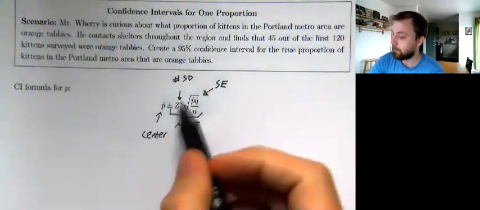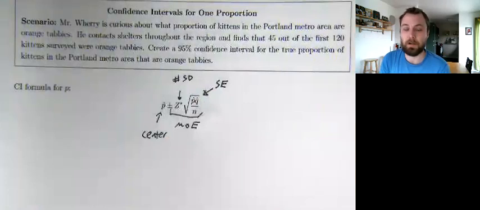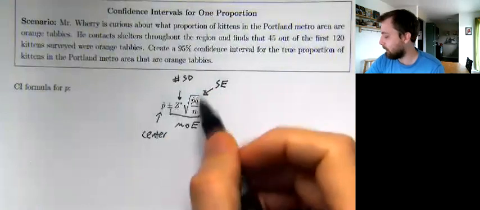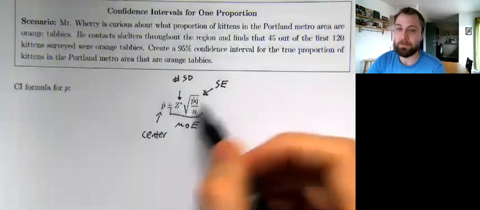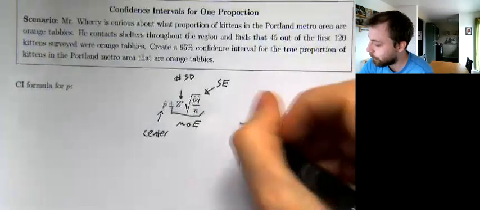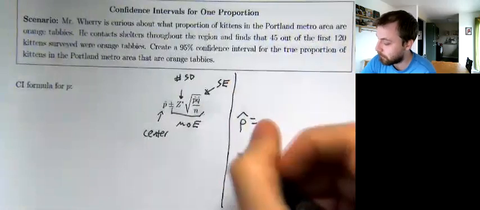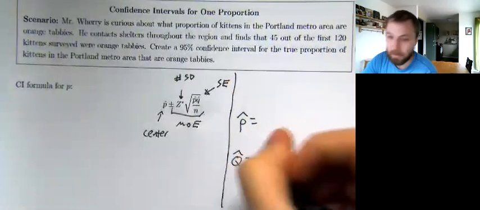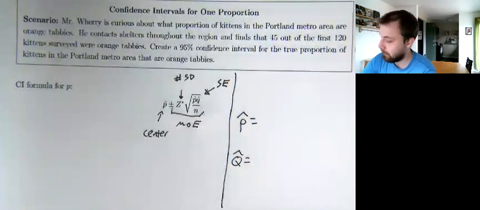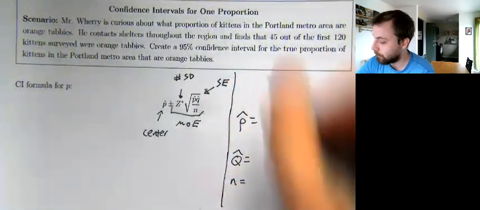This critical value, z star, tells me the number of standard deviations out on this normal curve that I need to go to get a certain percentage. And this is my estimate for what the standard deviation should be. It's my standard error. So to use this formula, I have to figure out my sample success rate if it doesn't give it to me, my sample failure rate, the number of samples, and I also need my critical value.